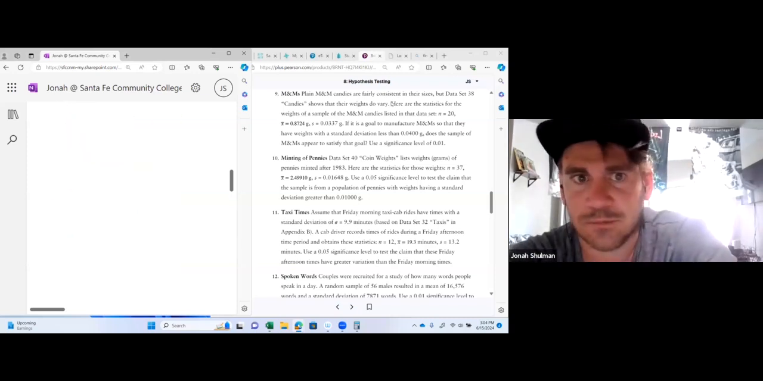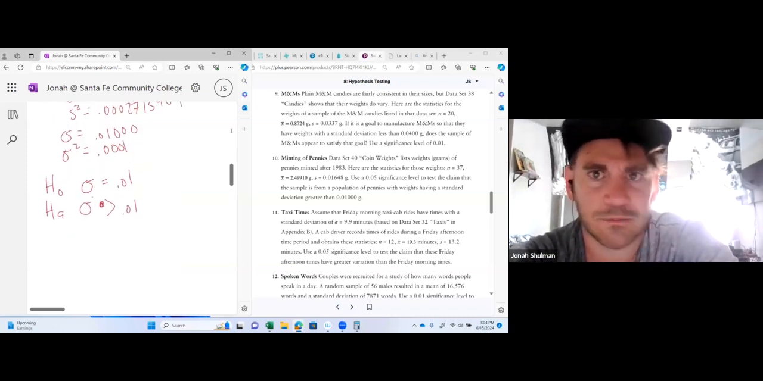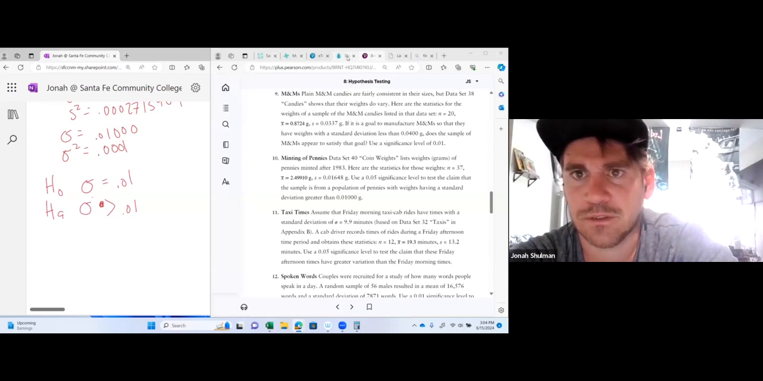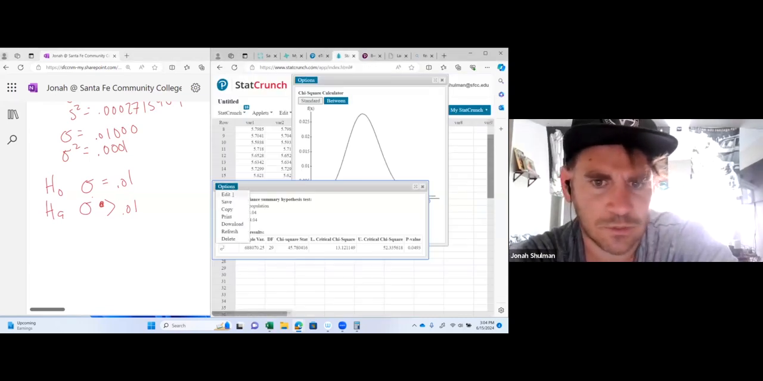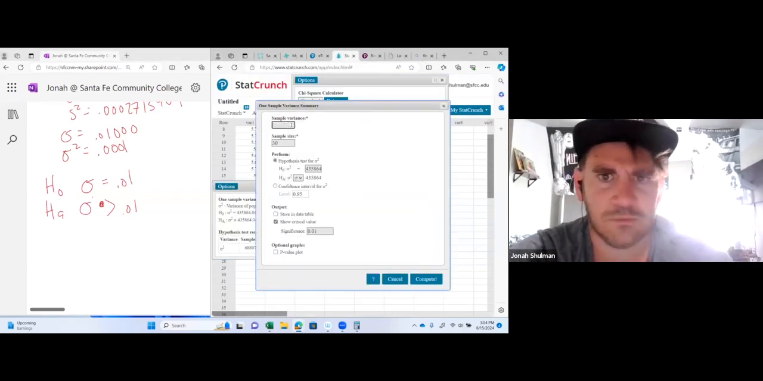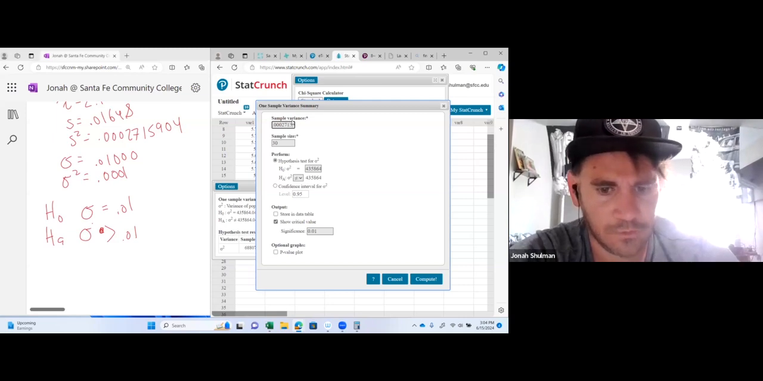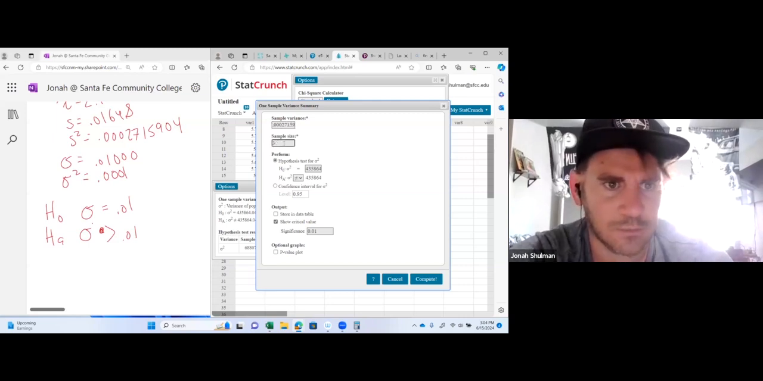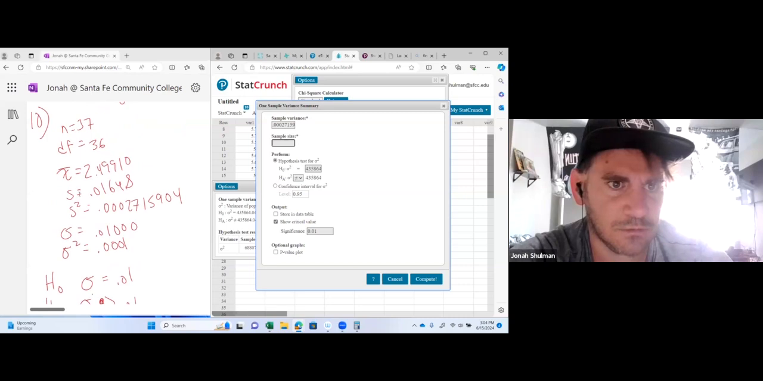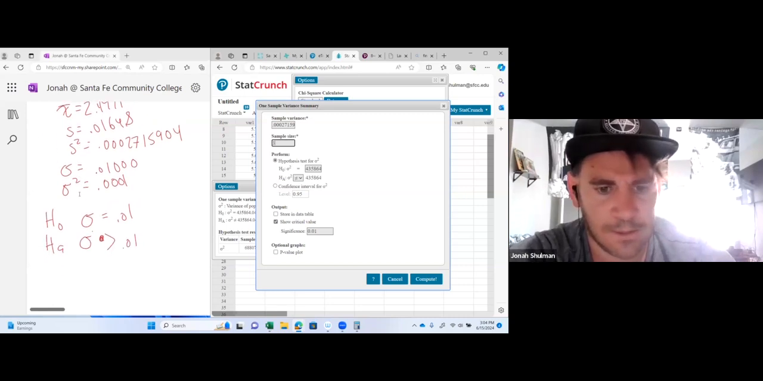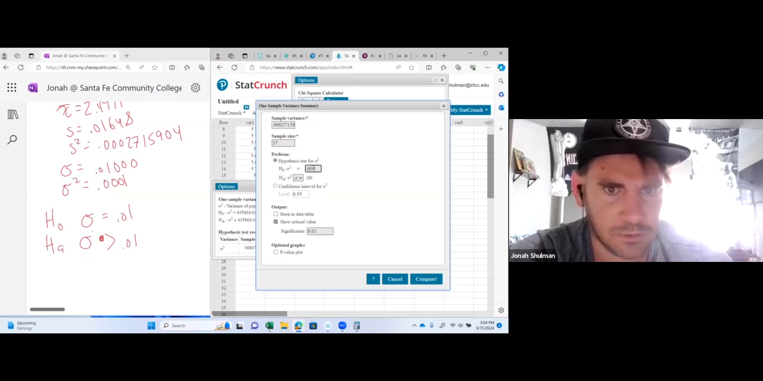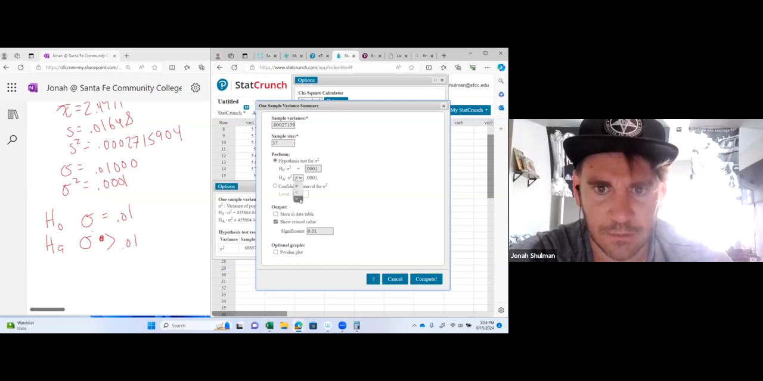So I'm just going to use the same StatCrunch. I'm not going to do it again. You saw me do it on number 7 and everything matched up. So I'm just going to edit this. Our sample variance is 0.000271594. Our sample size, I believe it was 30. Oh, 37. And we want to be 0.0001, and we want to be greater than that.